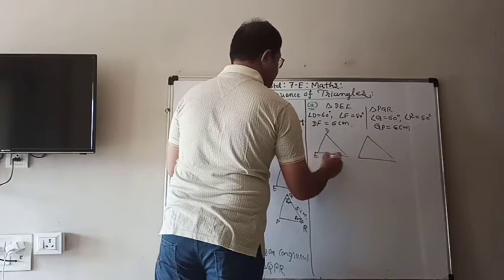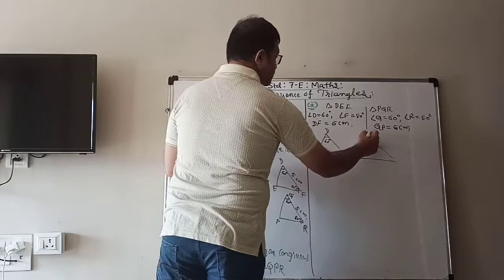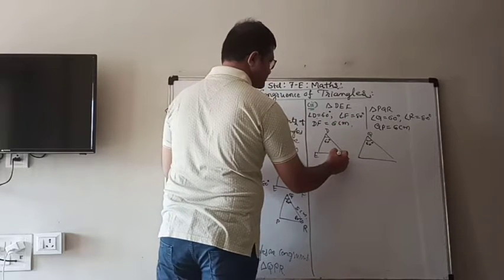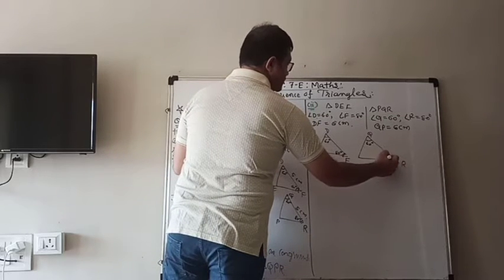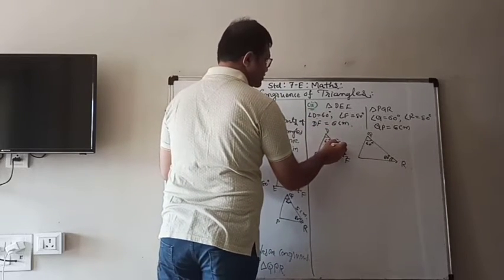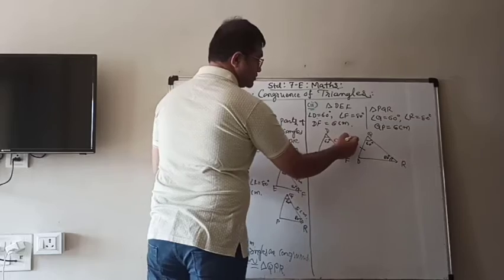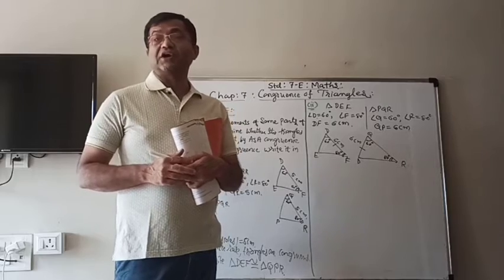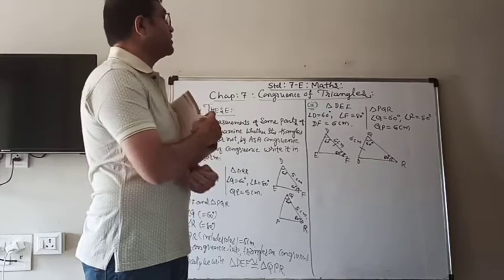Triangle DEF. Now angle D is 60 degree and here angle Q is 60 degree. Angle F is 80 degree and here angle R is 80 degree. DF is 6 centimeter and QP is this side. So here you can see that two angles are there, but this side is not the included side. So we cannot say that these triangles are congruent.